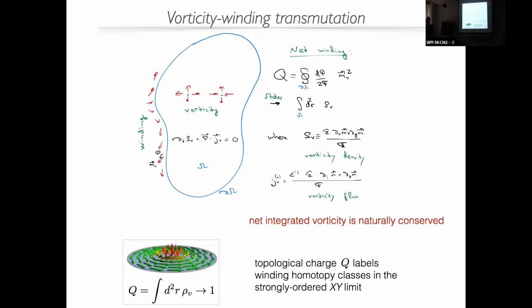Let's normalize. M is normalized here such that in the strongly ordered regime, close to zero temperature, its magnitude is 1, and it's fluctuating close to the XY plane. But in principle, it could be anything. What does n parallel stand for? That's the in-plane projection of the vectorial order parameter. If it's some kind of XY order parameter, maybe n parallel is the whole thing.